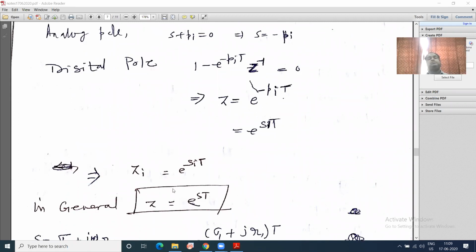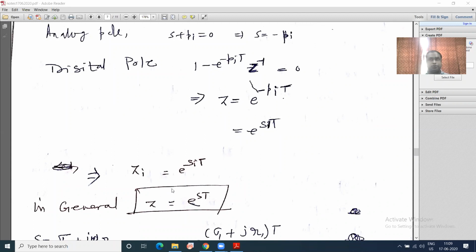This gives a relationship between Z and S, which says that an S domain pole will be transformed into a digital Z domain pole, Z equal to e power sT. So this is something we have to understand. This is the relation between Z and S using the impulse invariant transform.